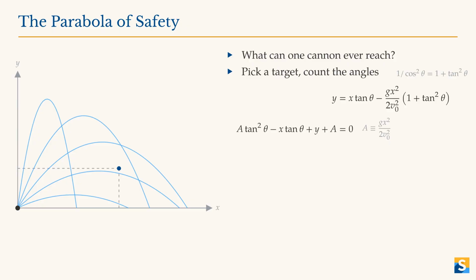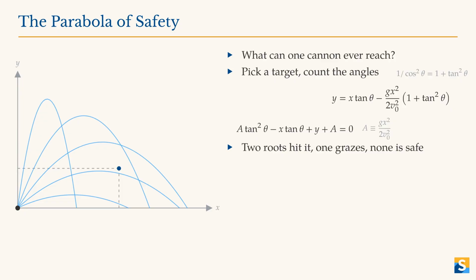Now just read the roots. 2 real solutions mean 2 shots that reach the target, flat and lofted twins. 1 solution means a single grazing shot. No real solutions mean the target is untouchable at this muzzle speed. The whole map of the sky is written in a discriminant.